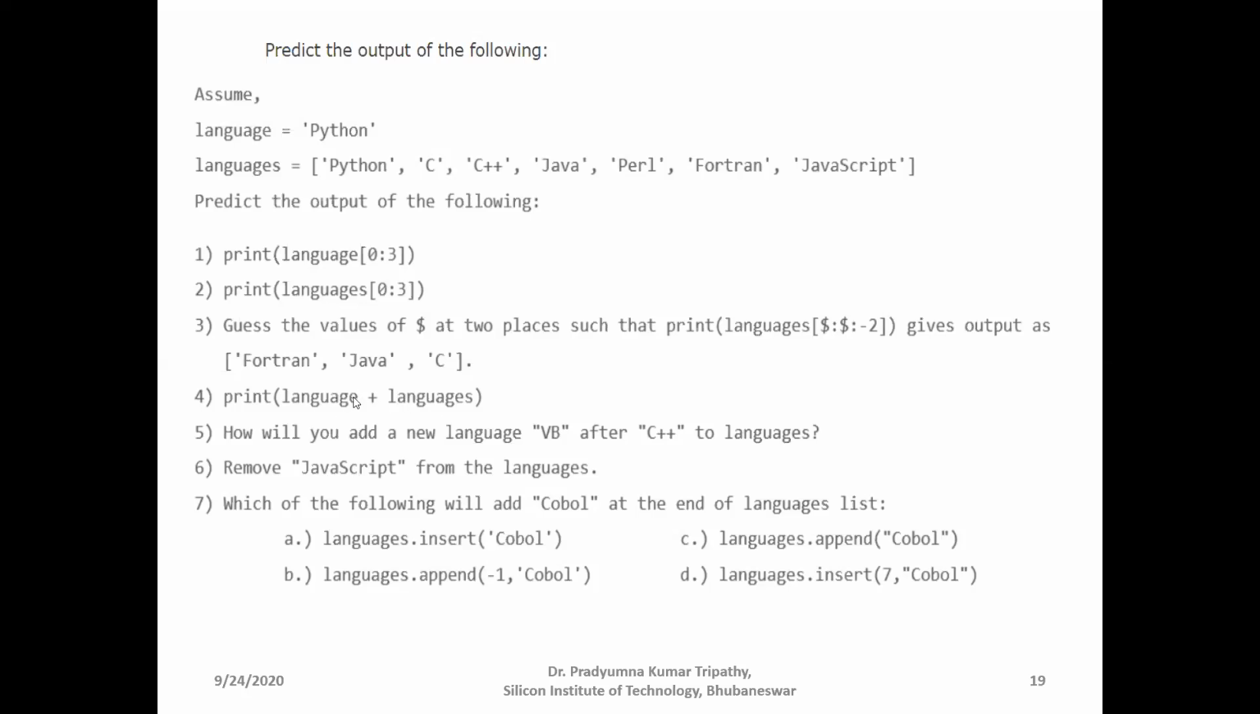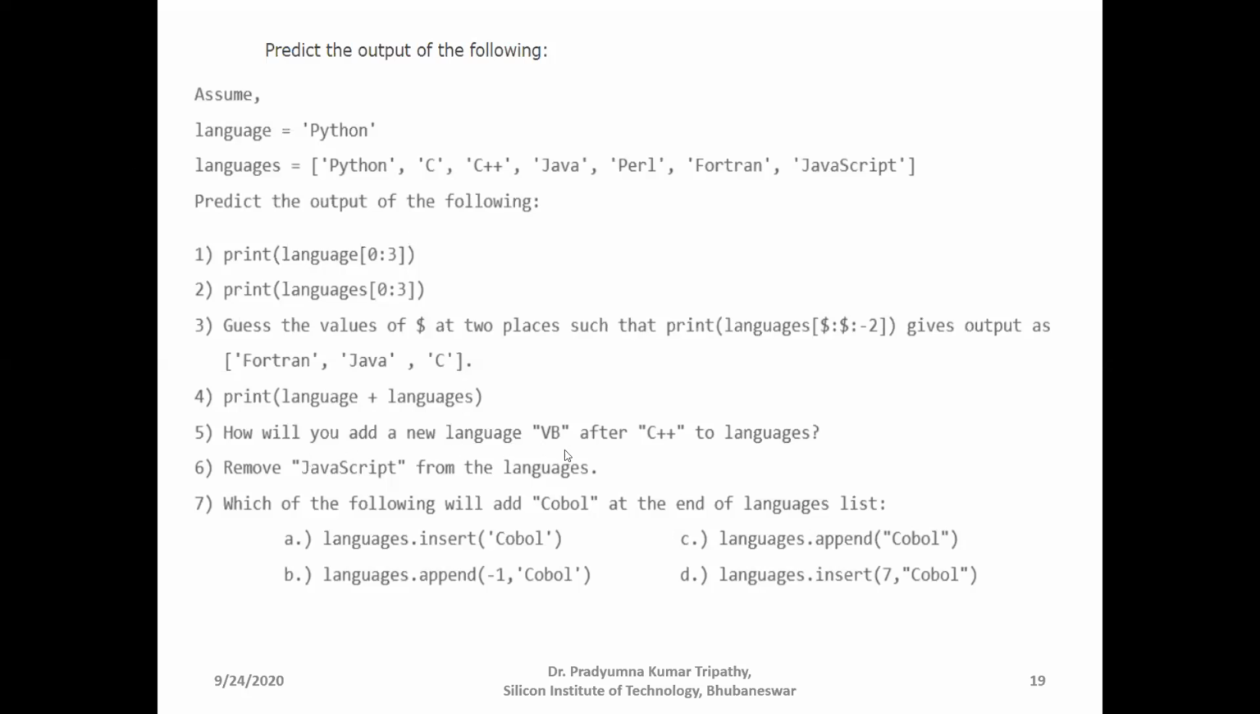Okay. What is the output of this? I want to add this language and languages. Errors. Why is it an error? Because both are of different types. The language is of string type, and the second one is of list type. If I would have p, y, t, h, o, then it would be in a list and I could add this. But now this is a string and this is a list, and that cannot be added.